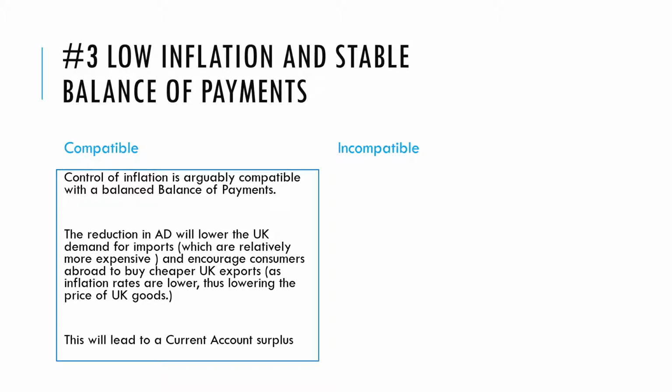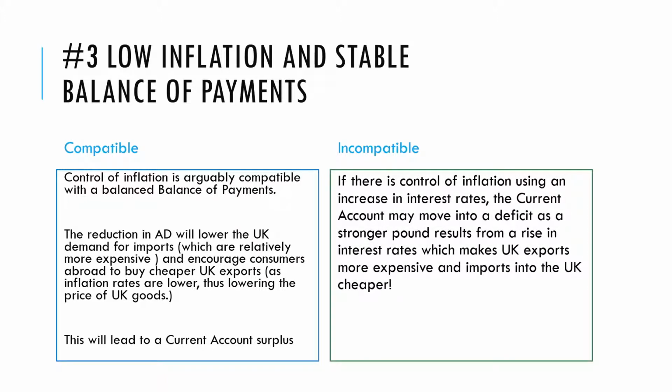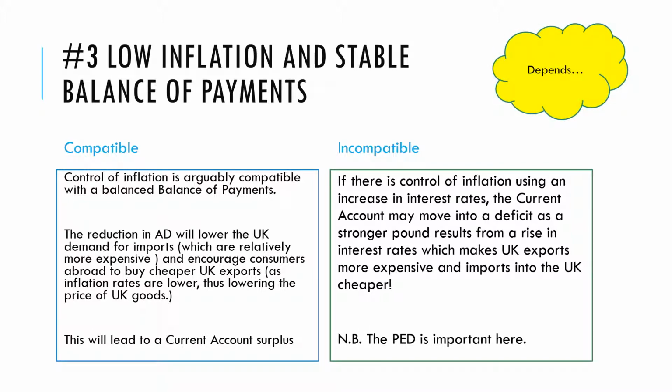On the flip side, if there is control of inflation using an increase in interest rates, so raising interest rates, this may actually lead to a stronger pound due to hot money flows, and the stronger pound would make UK exports more expensive and therefore less attractive. So this may be incompatible. So really, this one is a it depends.